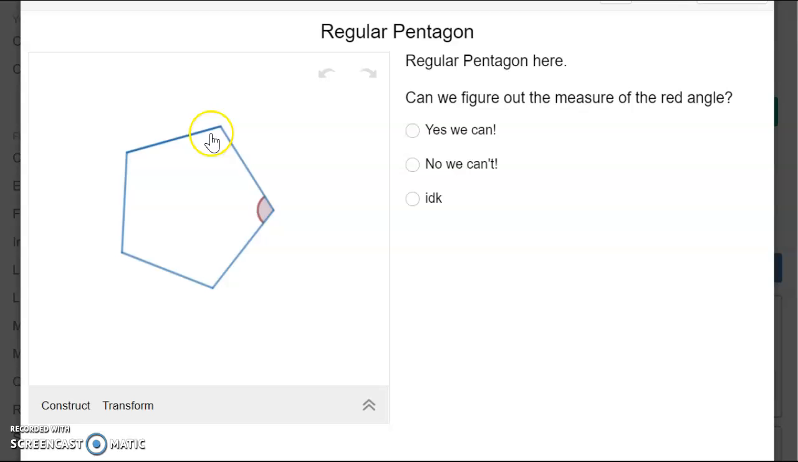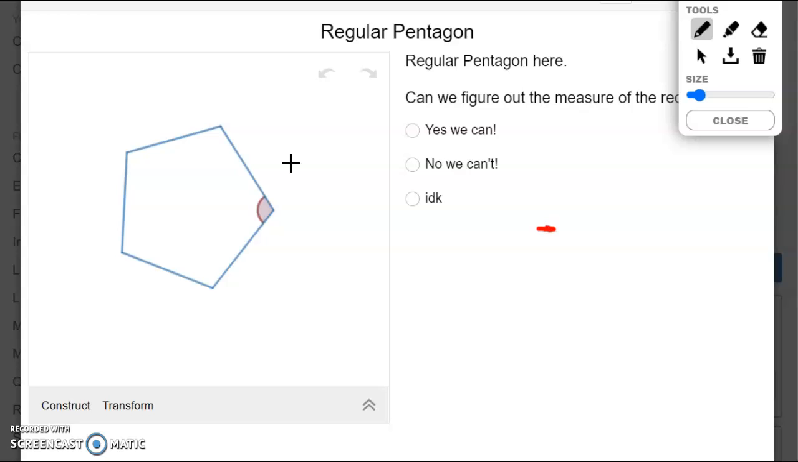But we know that if it's a regular pentagon, they are all going to have the same measure. So 540 is going to be divided up by 5 angles, and that's going to be 108 degrees. So we do know what angle measure that is going to be if it's a regular pentagon.